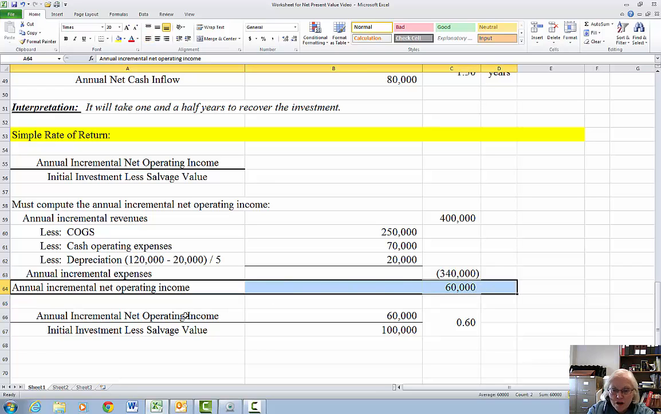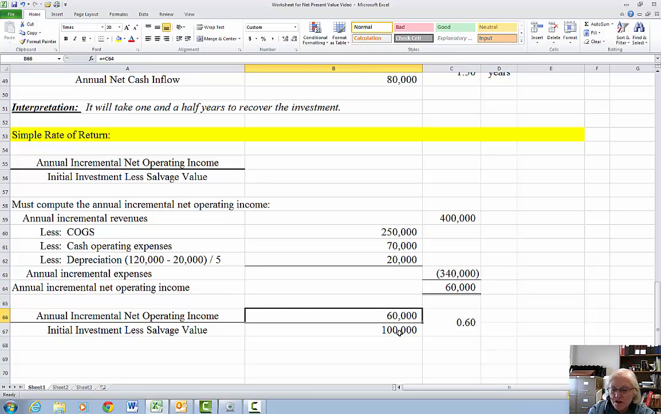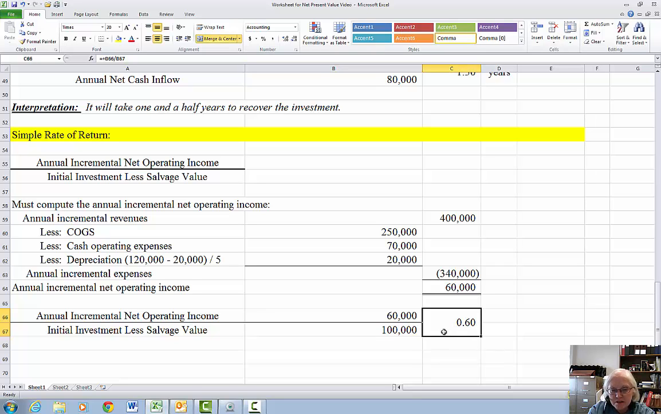So the incremental operating income of 60 divided by cost minus salvage of 100 gives us a 60% return on our investment. That's not bad, is it?